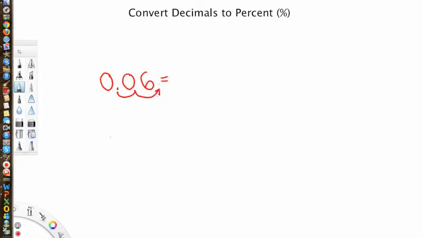You simply take the decimal point, you move it 2 places to the right, okay, and then I add a percent. So what do we end up with? We end up with 6%. What does percent mean? 6 out of 100. What does 6 hundredths mean? 6 out of 100. There you have it.